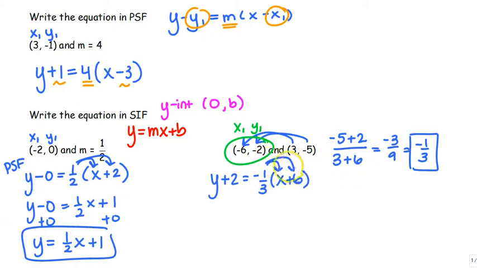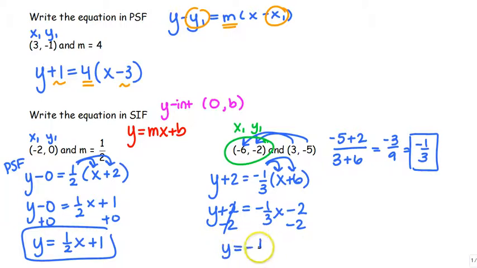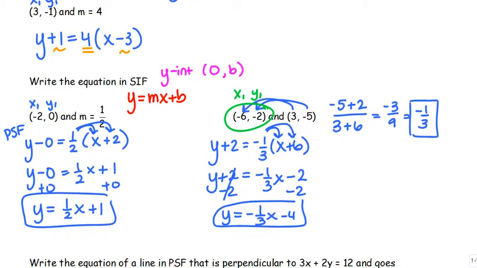Then we distribute. Y plus 2 is equal to a -1/3 x. A -1/3 times 6 is a -2. The last step is we want to get y by itself, so we subtract that 2. And we get y equals a -1/3 x minus 4. Don't forget that you would have gotten the exact same answer if you would have used 3, -5. So it does not matter which point you choose in the beginning.